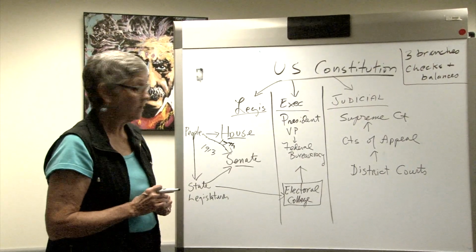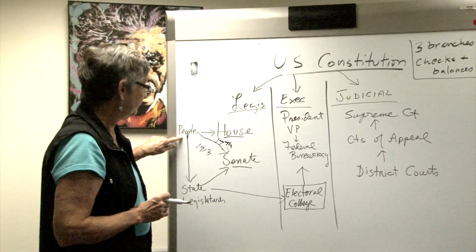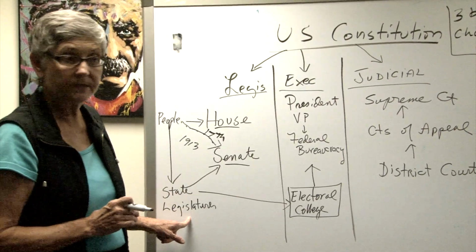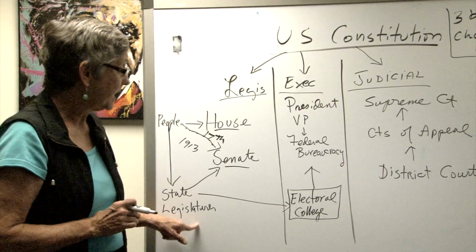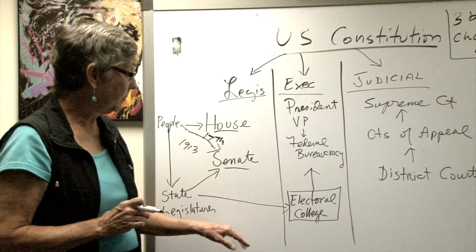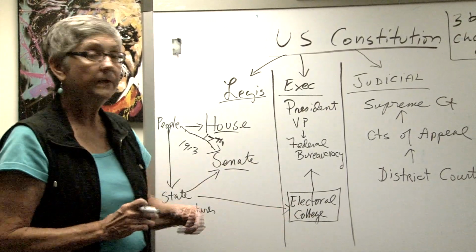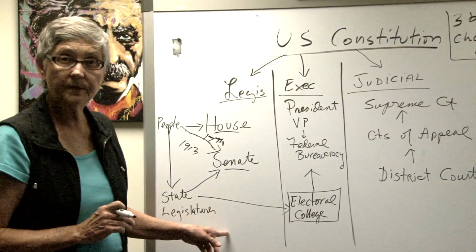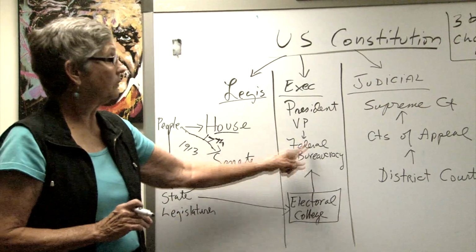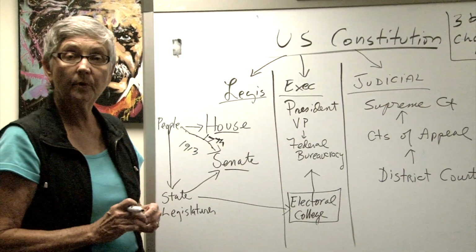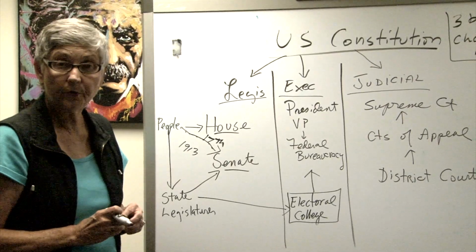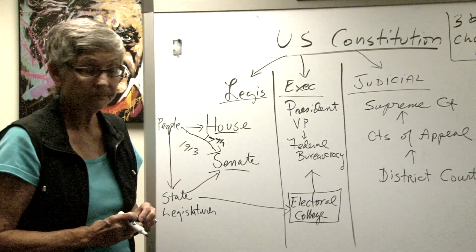I've got it on the chart here. The people select their state legislatures. This is how they set it up in 1787. The state legislatures would choose a number of people from their state to be in the Electoral College, the same number of people as they had senators and representatives. And then the Electoral College would vote and choose the president and vice president. Originally, the people did not vote for the president or vice president at all.